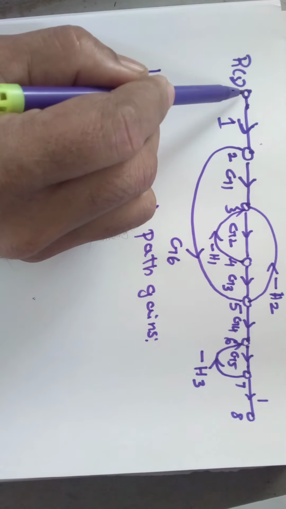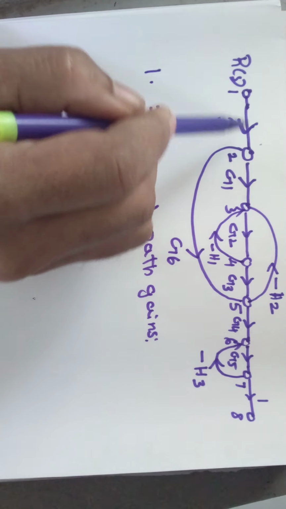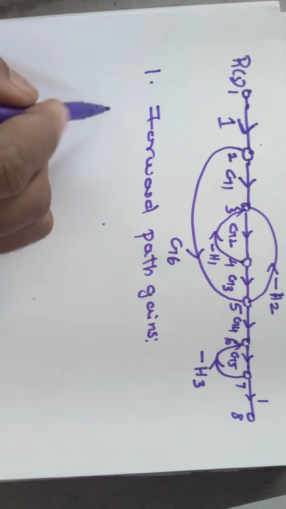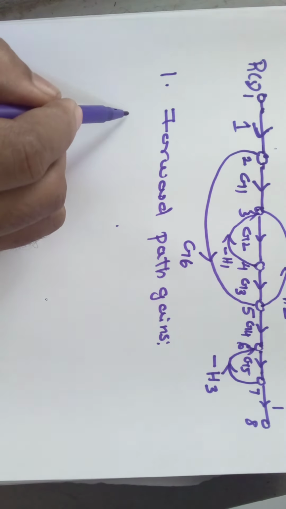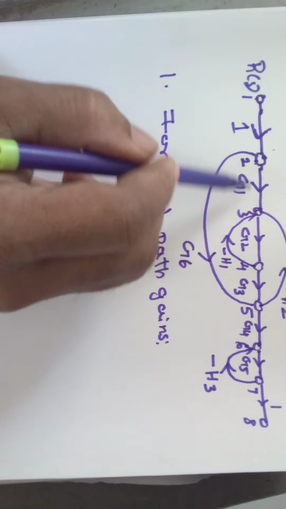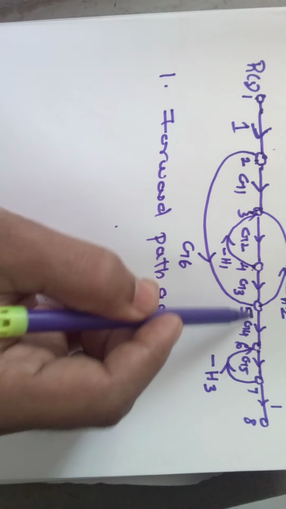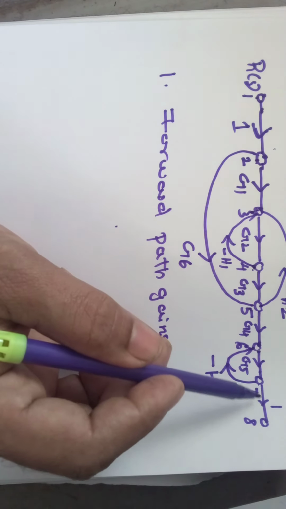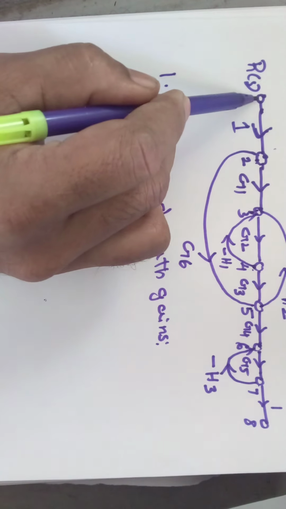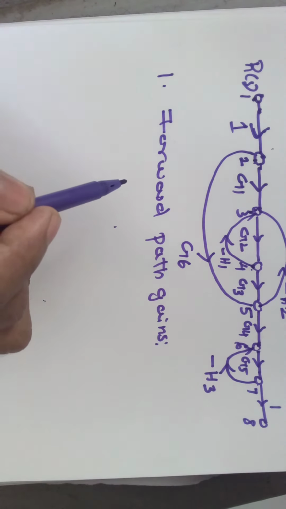So here you start from node number 1, and traverse from 1 to 2. Next the signal travels from 2 to 3. Just I am drawing this diagram again. Node number 1, node number 2, then 2 to 3, then 3 to 4, then 4 to 5, then 5 to 6, then 6 to 7, then 7 to 8. Understood? So this is a complete forward path. The signal starts at node number 1 and ends at node number 8. This is known as a forward path.